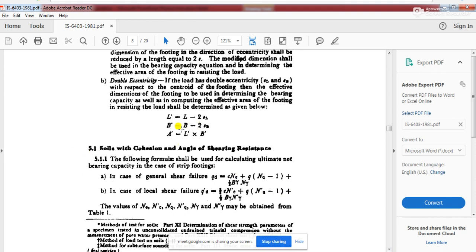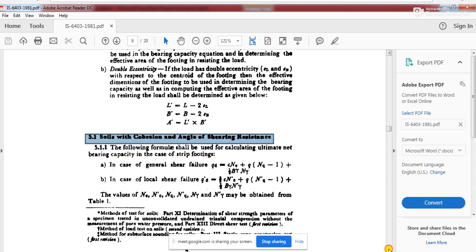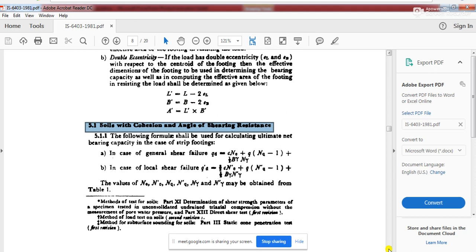I'll talk about this later. We have just discussed L dash equal to L minus twice L, B dash equal to B minus twice B. We'll come to that later. So, the soil with cohesion and angle of shearing resistance, that's what we are discussing for Terzaghi's bearing capacity also. That is, for a c-phi soil, what is the ultimate bearing capacity? And this is what the code says.